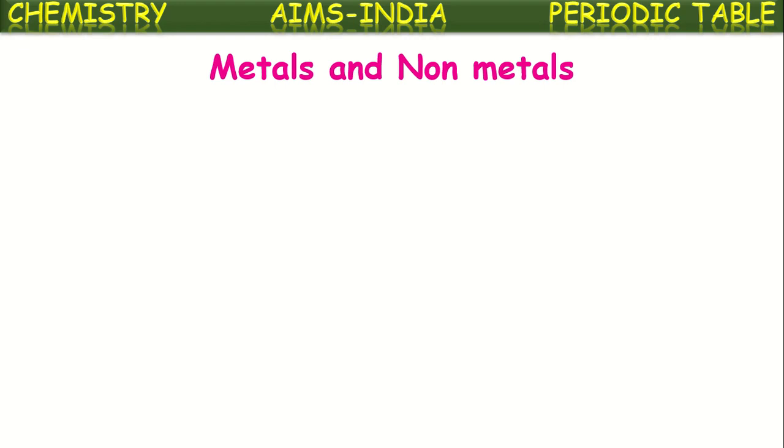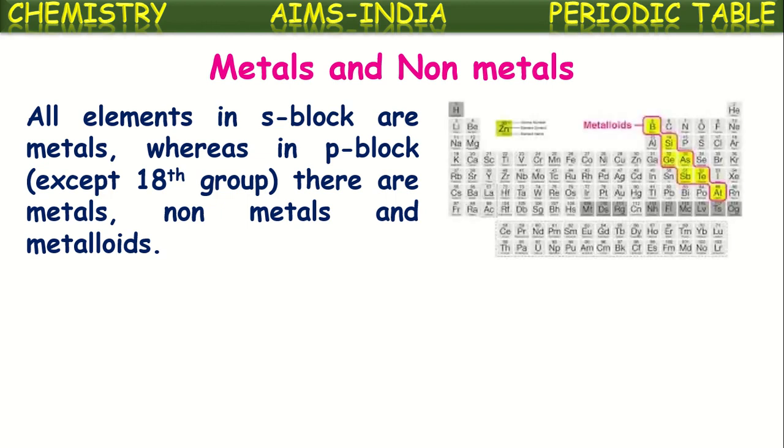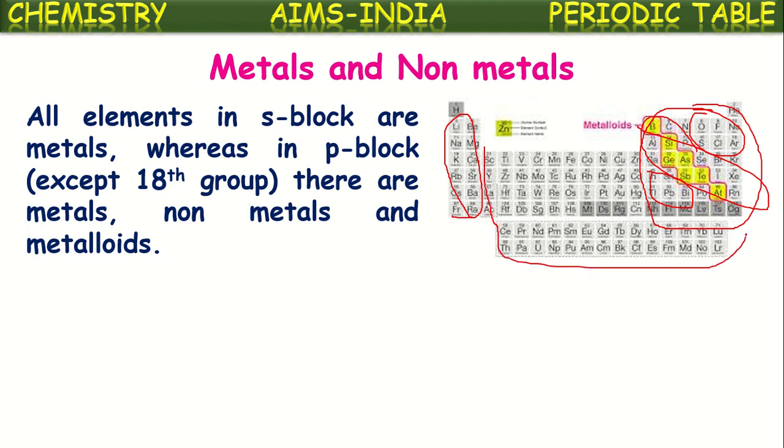Right? Now let us see one more topic: metals and non-metals in the periodic table. All the elements in S block are metals except hydrogen, whereas in the P block there are metals, non-metals, and even metalloids also. If we say this is a periodic table, S block contains almost all the metals except hydrogen. But if you see P block, these are metals, these are non-metals, and these are metalloids. D block and F block also contain mostly metals. Different kinds of elements are present mostly in the P block, that is metals, non-metals, and metalloids.